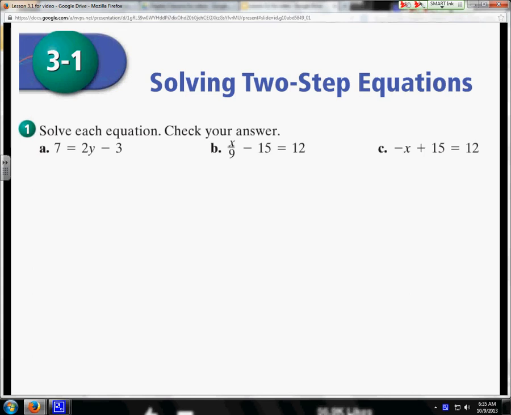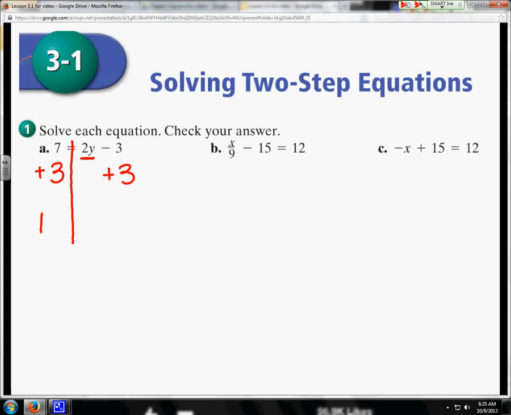If you remember, what I told you to do to solve these two-step equations is you have this equal sign. So I like to split the equation into two equal parts. This is like a balance scale. Whatever you do to one side, you have to do to the other side. So first I need to isolate my variable, which means I want to get y alone. So if this is minus 3, I'm going to add 3 to both sides.